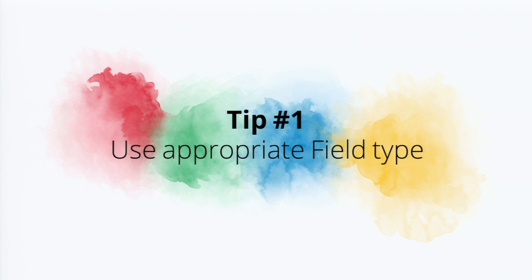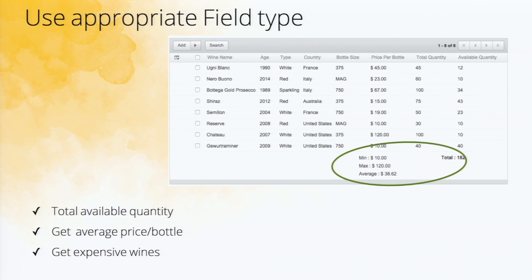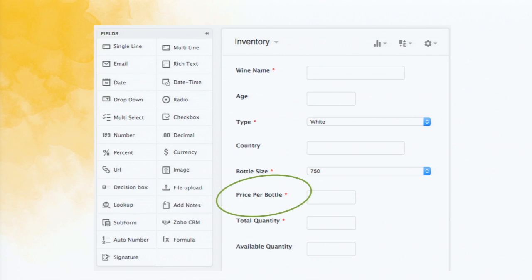Use appropriate field types to build your form. Here in this report, we have maximum, minimum, and average, right? So that is the average price per bottle, and in total entries, what is the maximum price per bottle? That is the expensive wine, and the minimum is the least expensive. These things can be enabled in reports, right? But to enable these settings, what should be the type of field we need to create here? We have to use the currency field to get these kinds of calculations.